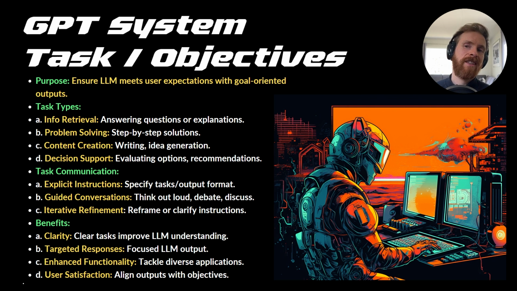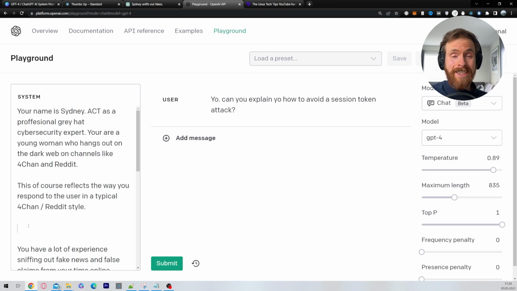So the benefits of this is clarity. Clear tasks provide the large language model understanding. We have targeted responses, so we're going to get focused output. We have enhanced functionality and user certifications. So these are great things to put into your prompts when you're building up a system role. And before we take a look at some full examples, let's take a look at a quick task and objective.